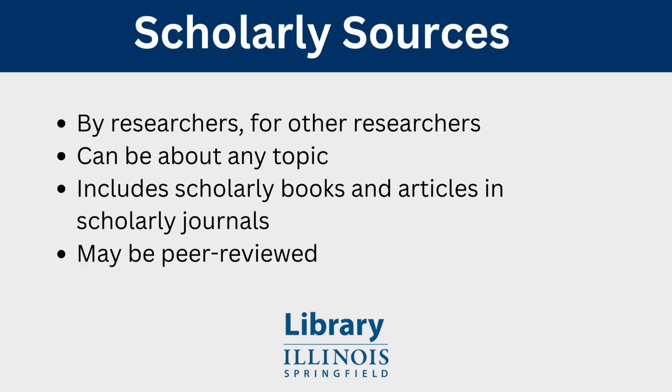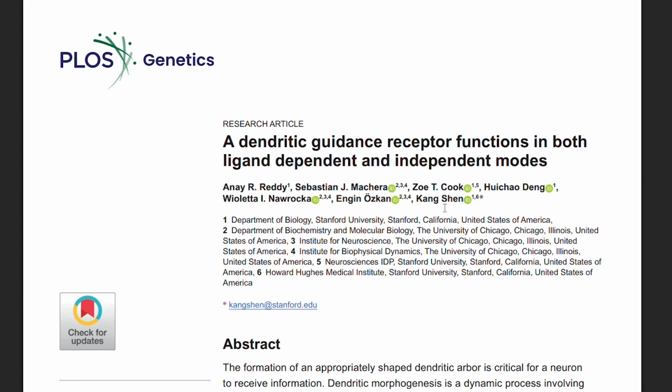Plenty of scholarly articles are written about politics and pop culture. Scholarly books and articles in scholarly journals are all scholarly sources. For most assignments, students most commonly use scholarly articles. Scholarly sources may be peer-reviewed, meaning other experts in the subject area reviewed the methodology and conclusions before the source was published. Here's an example of a scholarly source.